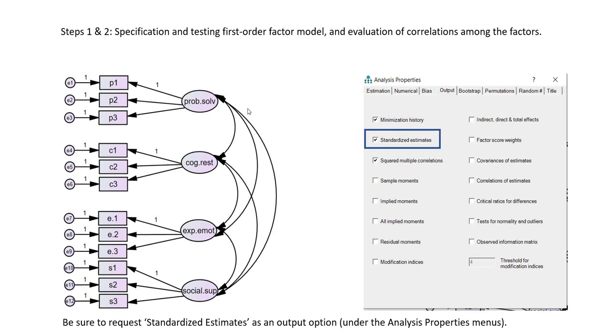So what I'm going to do is go ahead and open up SPSS and walk you through the model specification so that it looks like this. This is a first order factor model where all of our first order factors are specified as being intercorrelated.